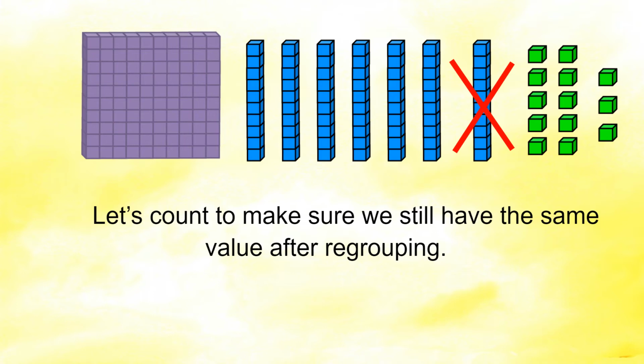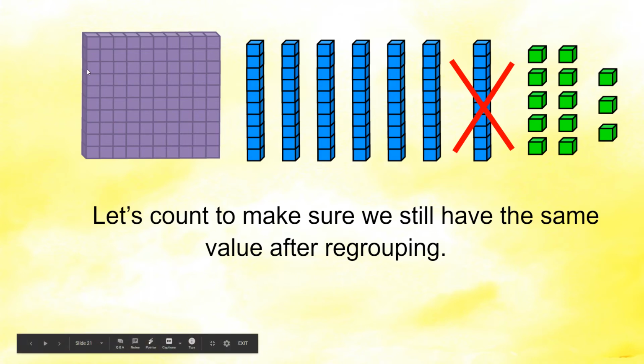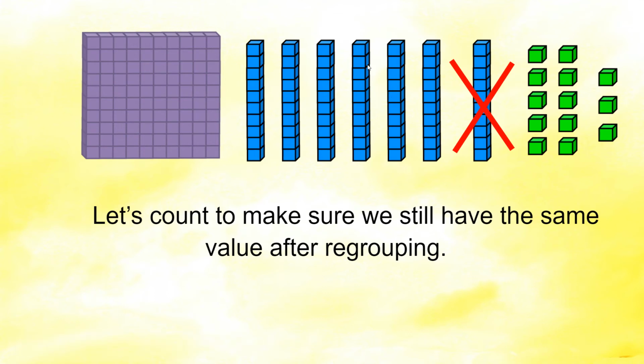So now let's count to make sure we still have the same amount after regrouping. I have 1 whole, then I have 1, 2, 3, 4, 5, 6 rods, but I have these other 10 over here. So that makes my 7th rod. And then I have my 3 ones. So I still have the same value. It just looks a little different.